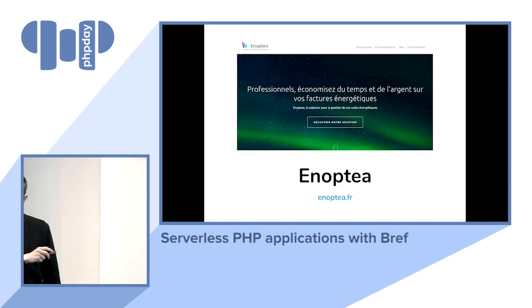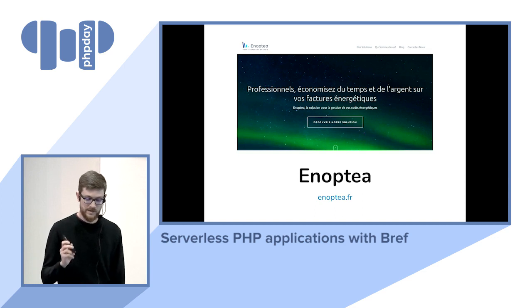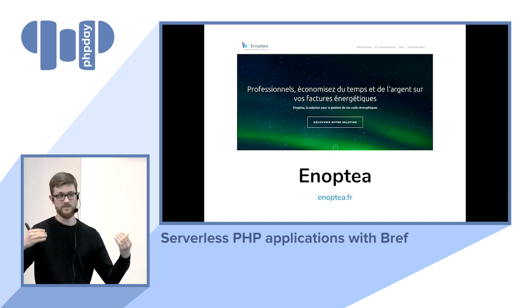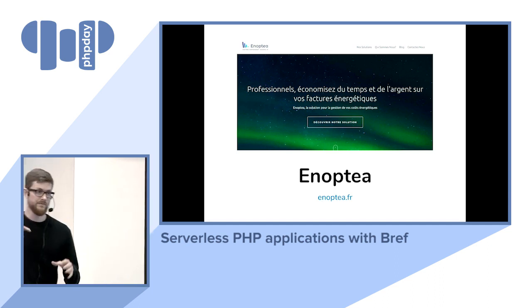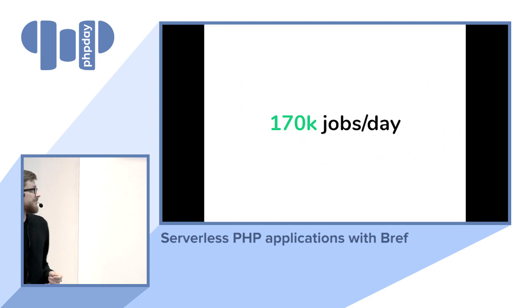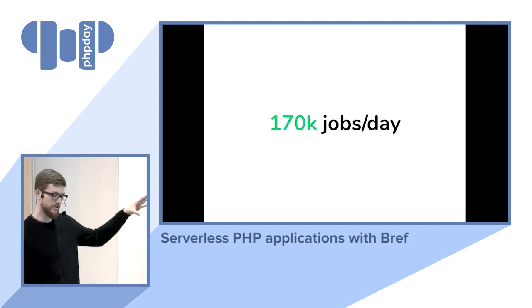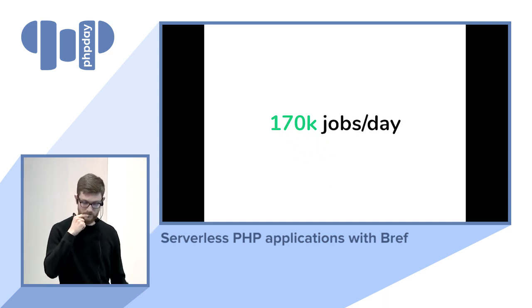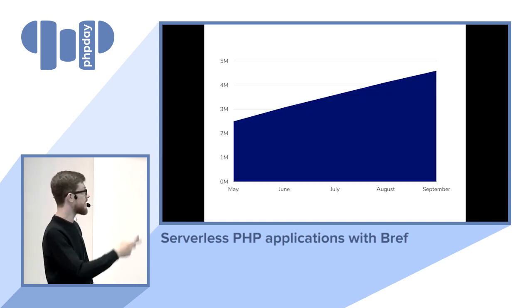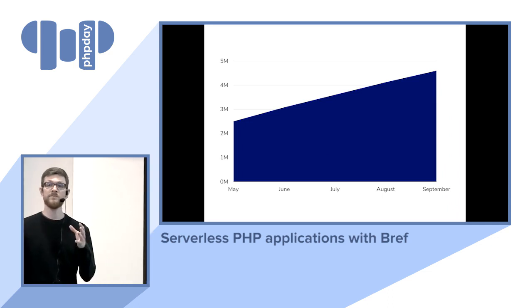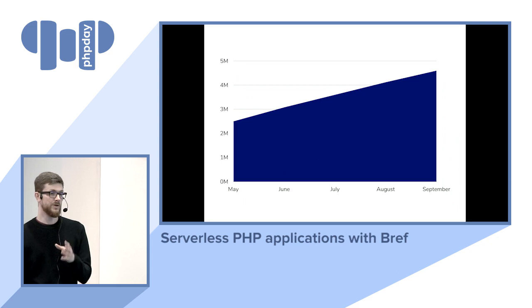Another case study about jobs is Enoptea. Enoptea is a French startup, and what they do is they process a lot of energy bills. So they process PDFs and parse data from them, aggregate it, and create reports and statistics. And so they have a lot of background jobs. They don't have much web traffic, but they have a lot of background jobs. So the numbers date back about a year ago. And at the time, they were growing. They still are, but they started by implementing all their system with PHP, with job queues on EC2.